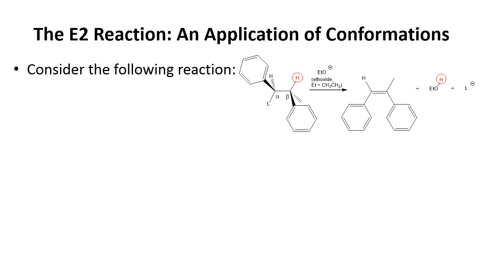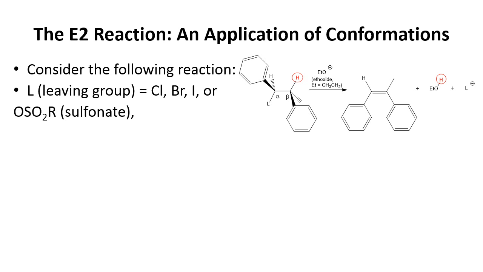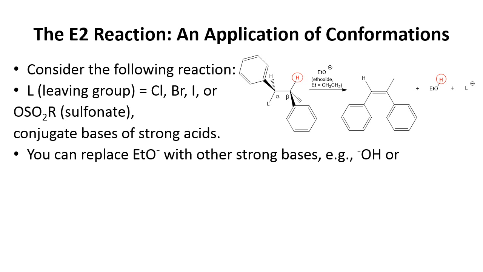So what is that? L is a leaving group. It can be chloride, bromide, iodide, or sulfonate, which is OSO2R. These are all leaving groups because they are the conjugate bases of strong acids and are easily displaced from the molecule. You can replace ethoxide with other strong bases.